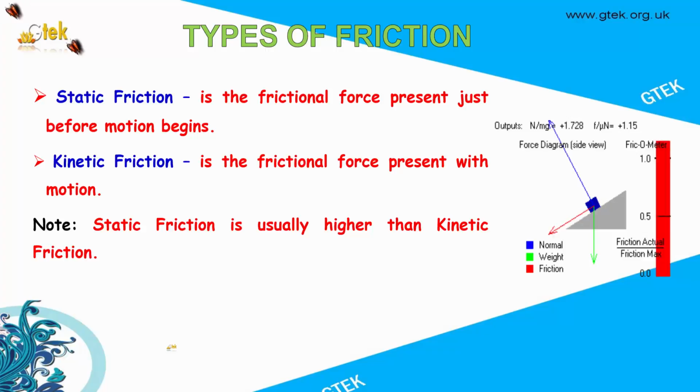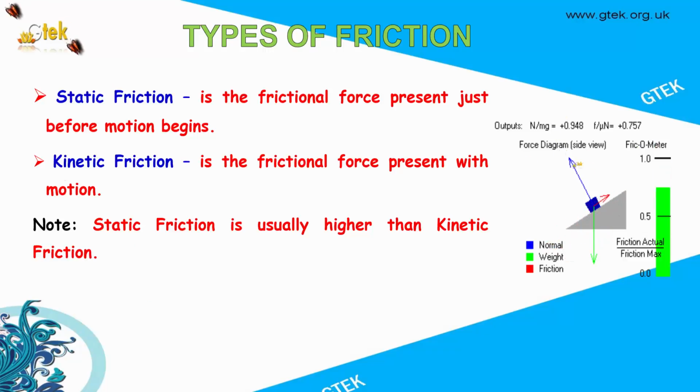If we consider the types of friction, there are static friction and kinetic friction. Static friction is nothing but the frictional force that is present just before motion begins. Whereas kinetic friction is the frictional force that is present with motion. We have a note that the static friction is usually higher than the kinetic friction. You can see some examples over here of how the friction is acting.